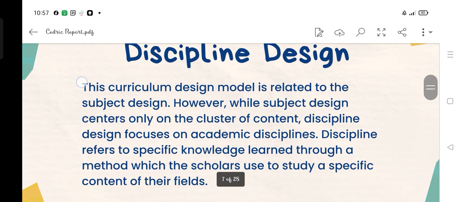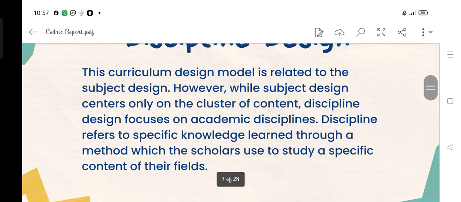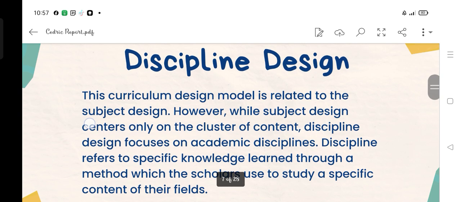So the next one is the discipline design. This curriculum design model is related to the subject design. However, while subject design centers only on the cluster of content, discipline design focuses on academic disciplines. So, a discipline refers to specific knowledge learned through a method which the scholars use to study a specific content of their fields.